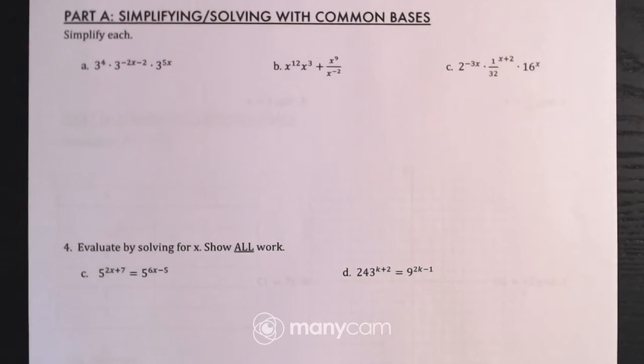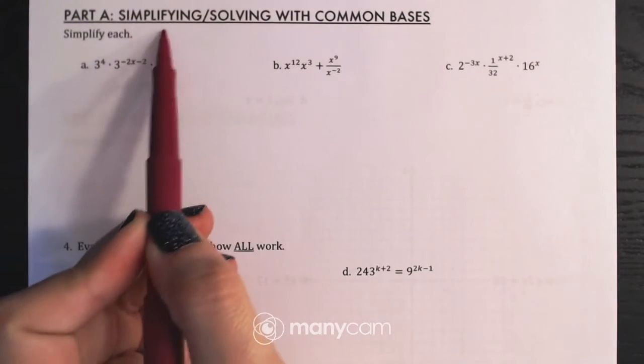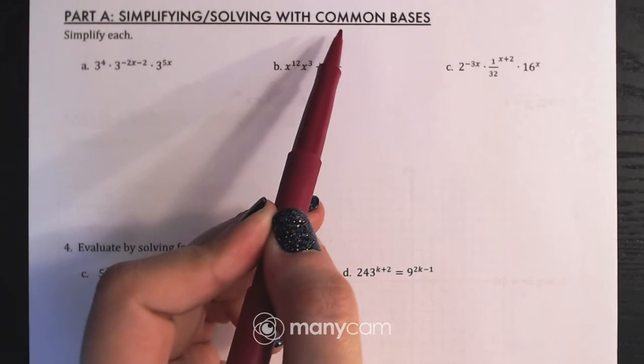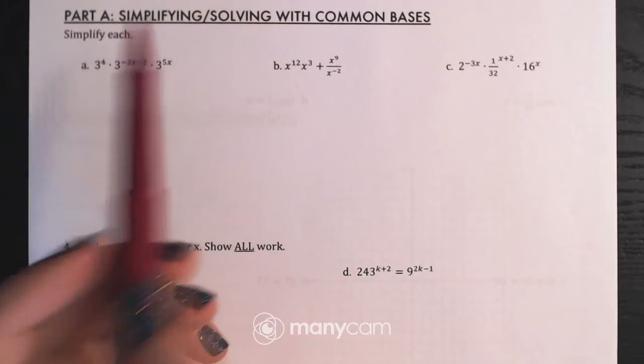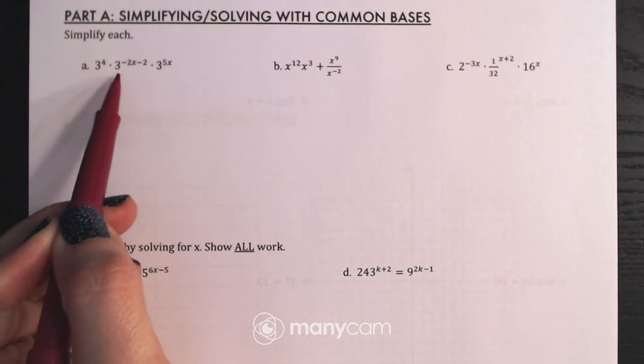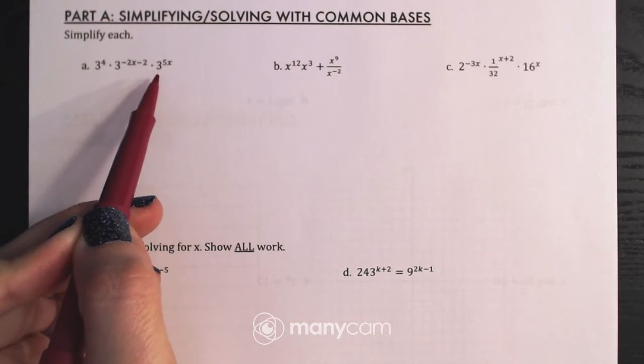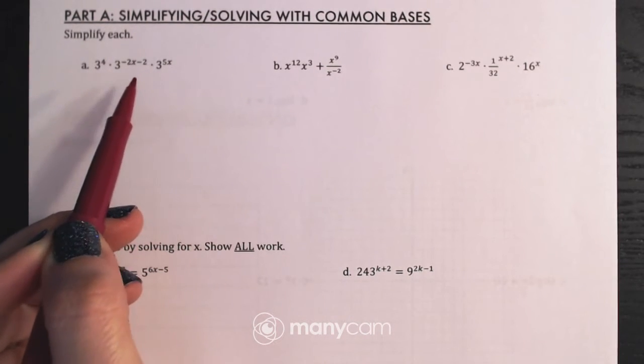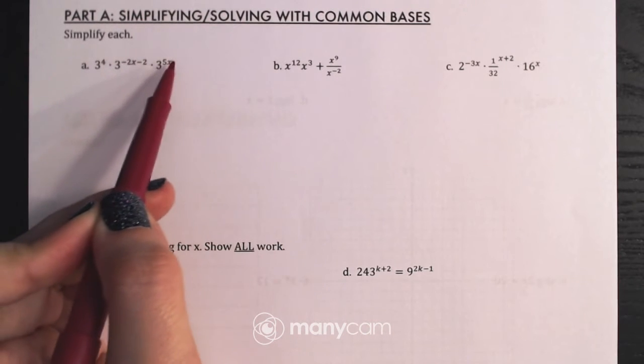Alright, you guys, here's some examples similar to part A. We're simplifying and solving with common bases. So back from the beginning of the unit. The first three problems we're just simplifying. I noticed that all three of these factors have the same base. So that means I can use my exponent properties right away.